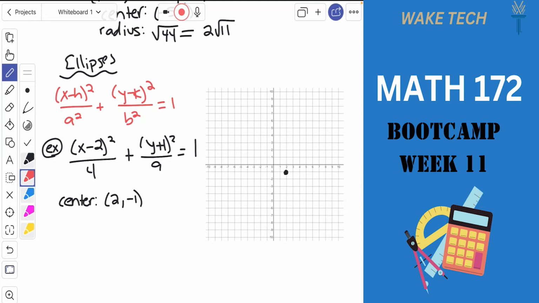So what we'll do with the ellipse is whatever number is below the x's, the square root of that tells us how far left and right we'll go to get to the outside of the ellipse, which in this case is 2. So we'll go 2 units to the right and 2 units to the left. Whatever number is below the y, the square root of that tells us how far up and down to go.